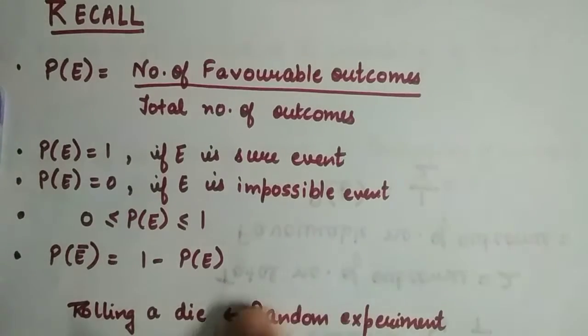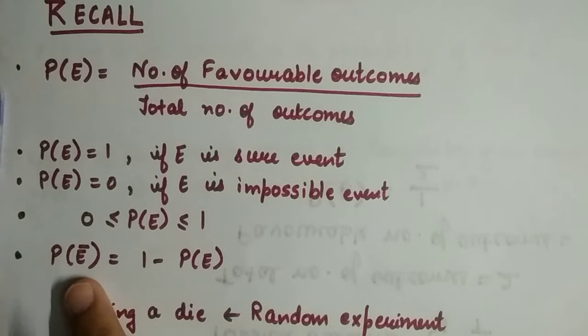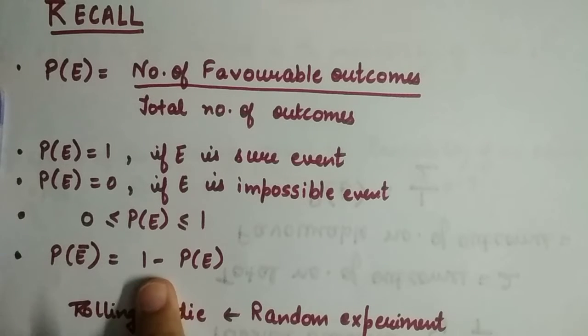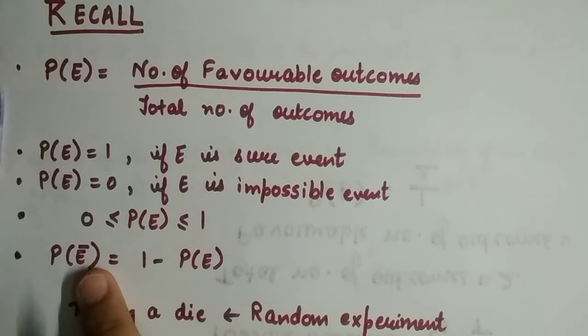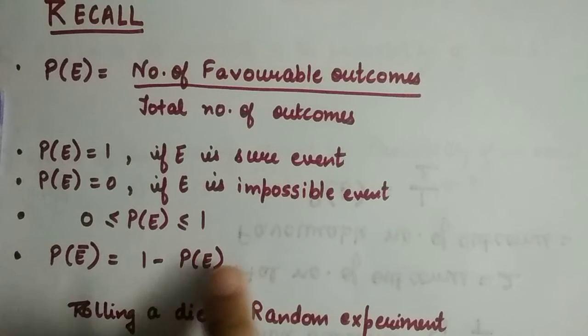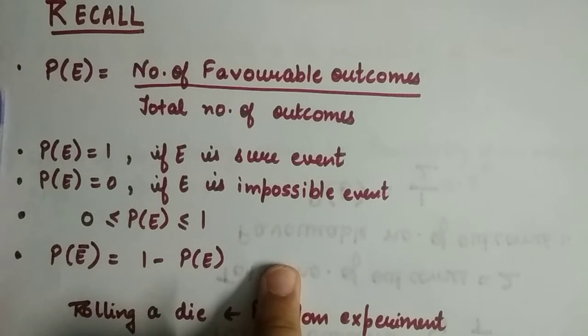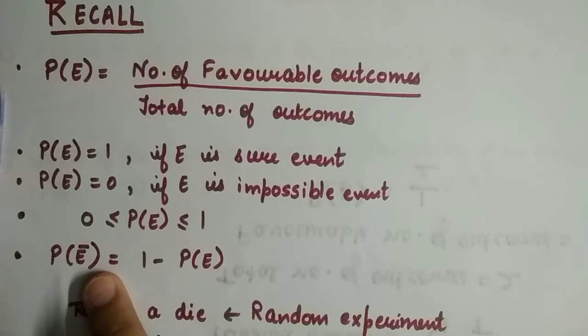Now, the formula for finding the probability of a complementary event is P(E bar) = 1 minus P(E), where P(E) is the probability of the event and P(E bar) is the probability of the complementary event.